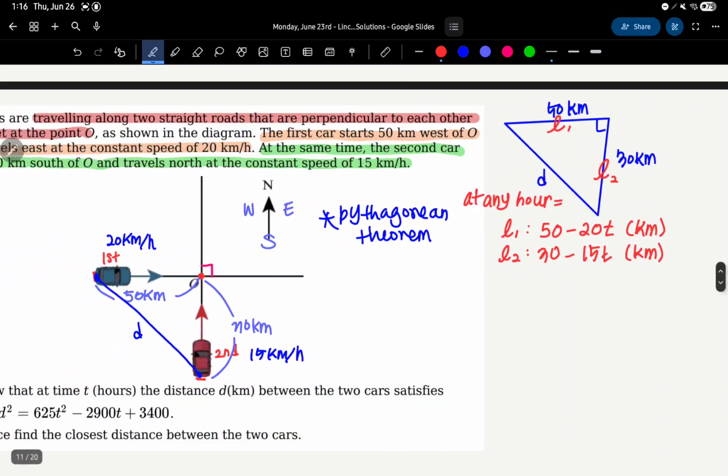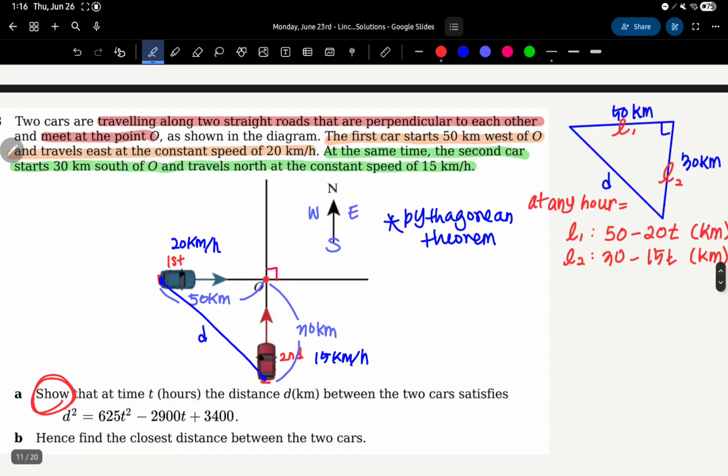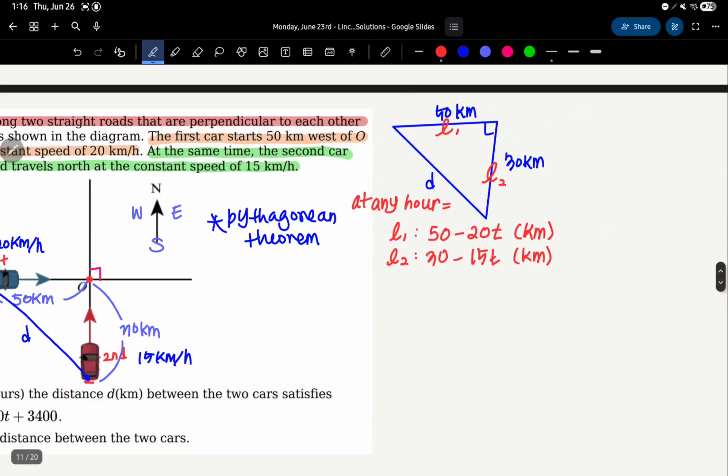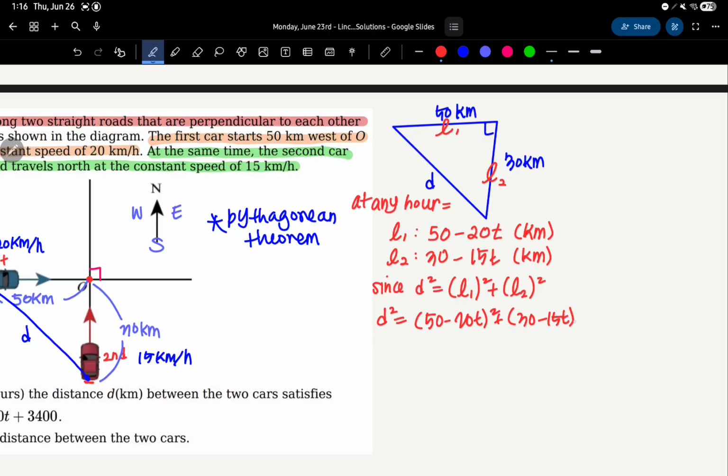That was the first step. The second step is showing that the distance between these two cars is this equation. How do we know? Well, from here, I know that d squared is equal to what? L1 squared plus L2 squared. Yeah. So I'm just going to plug in what I have here. So d squared is equal to (50 minus 20t) squared plus (30 minus 15t) squared.